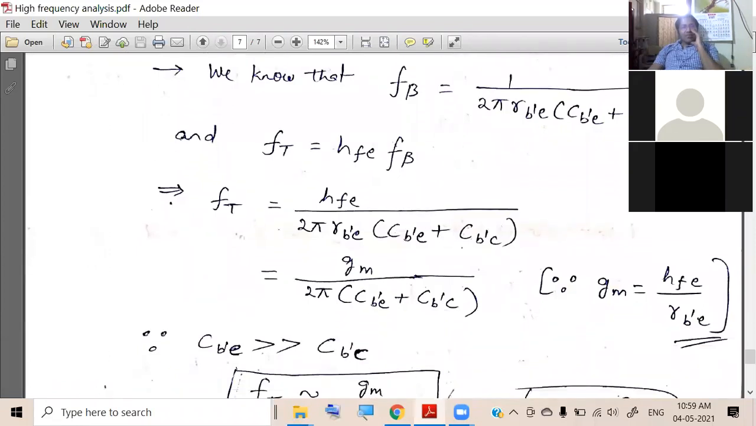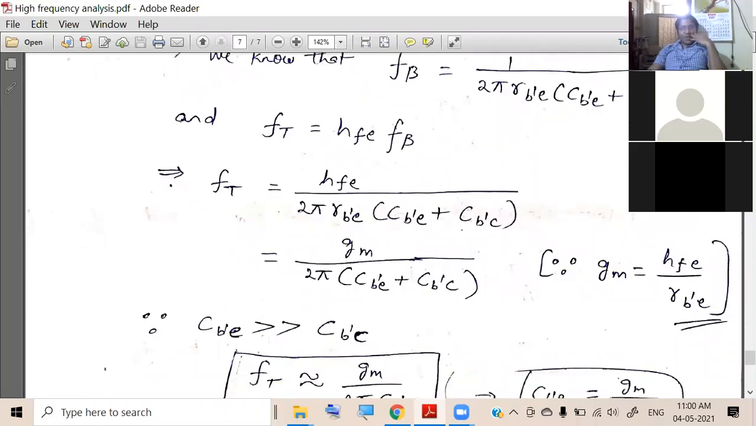Then the expression for fT, we got this one just now. We obtained previously fβ = 1 by 2π r_b'e (C_b'e + C_b'c). Okay, this is the expression for it, other than hfe, which we derived in the previous case.